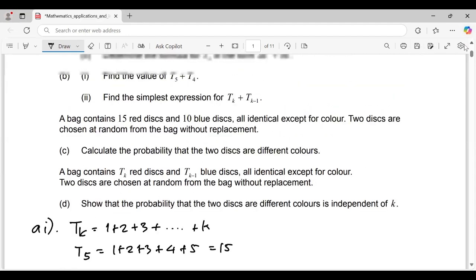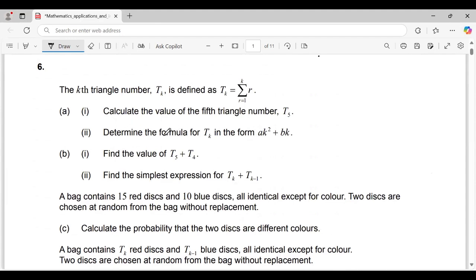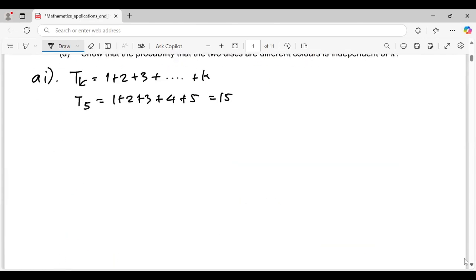And the next question, part 2. Determine the formula for Tk in the form a k squared plus b k. We can express the formula for the sum of an arithmetic series, Tk equals k times k plus 1 over 2, like this.